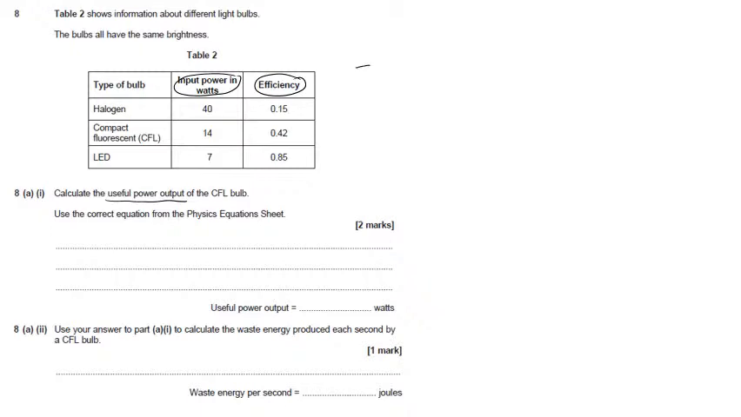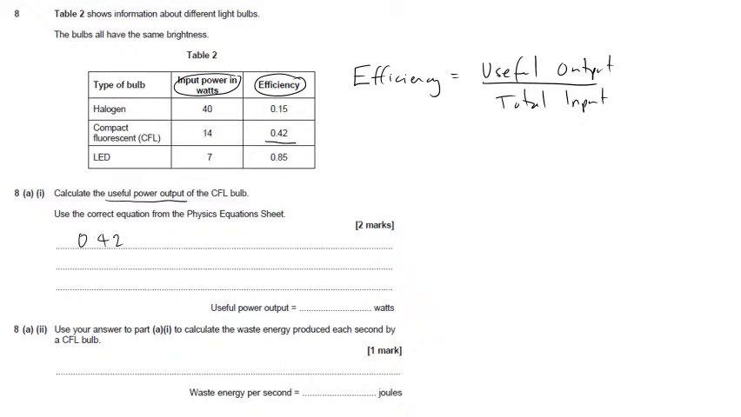So the equation from the datasheet that links these two things is efficiency is equal to useful output power divided by the total input power. So substituting our numbers in, for the CFL bulb, our efficiency is 0.42, and that's equal to the useful output power, which we don't know, I'll call that P, divided by the total input power, which is 14. So rearranging, multiplying each side by 14, P is equal to 0.42 times 14, and that is 5.88 watts.